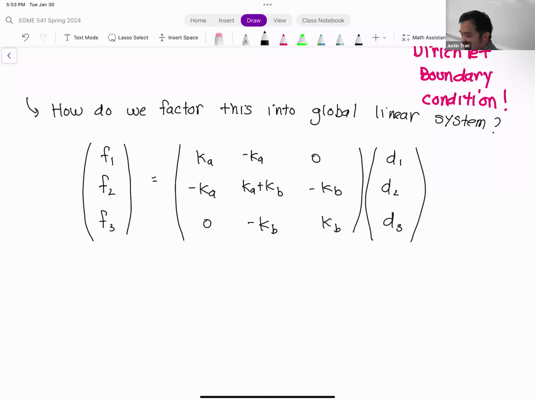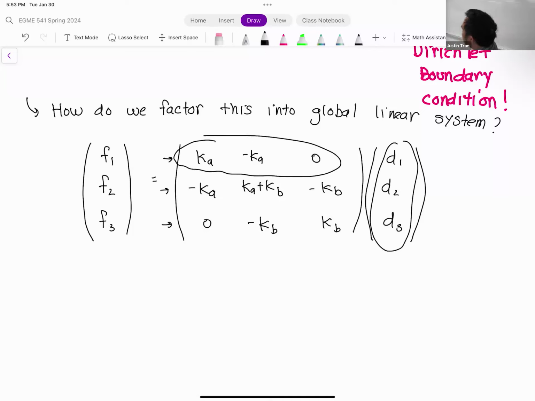So remember what this matrix represents. This matrix represents a system of 3 equations and 3 unknowns, right? Each row in this matrix is a separate equation. If we take this row and multiply it by this column vector, we just take the dot product between those two vectors. That gives us that equation. So our first equation here is F1 is equal to Ka times D1 minus Ka times D2 plus 0 times D3. This right here is the first equation in our matrix.